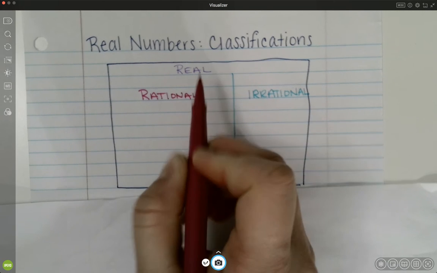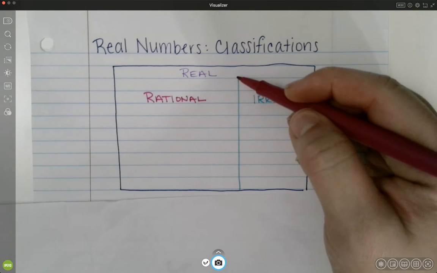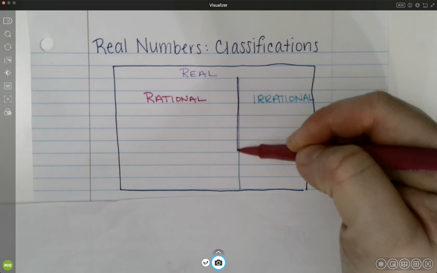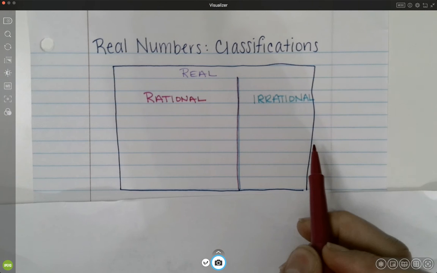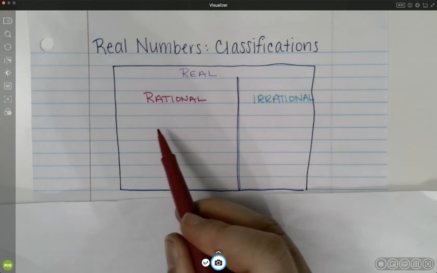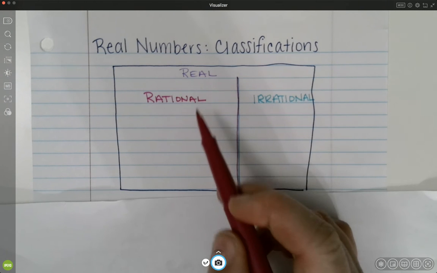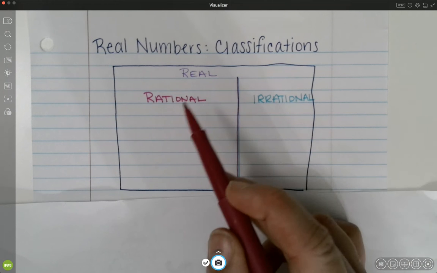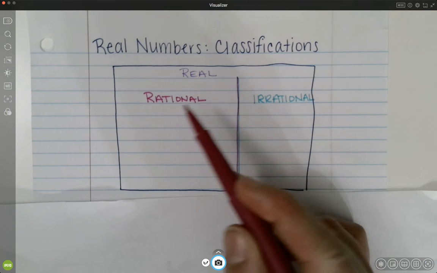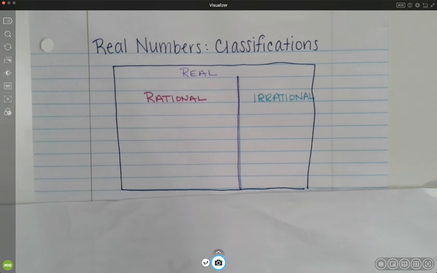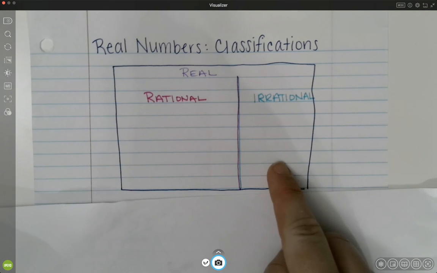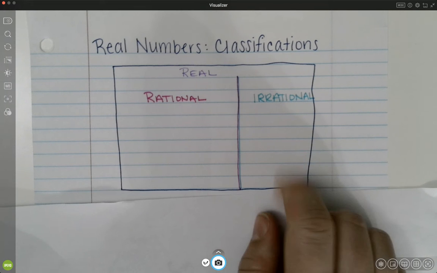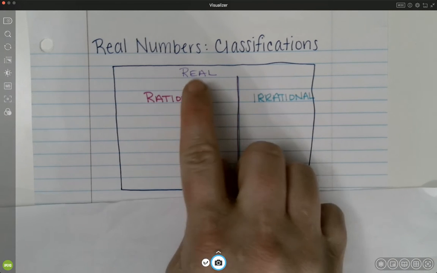Now notice I cannot be rational and irrational. I'm either one or the other. Both are considered real, but rational and irrational cannot be one and the same. Inside of irrational is nothing else. If I am irrational, that is it. I am irrational and I am real.